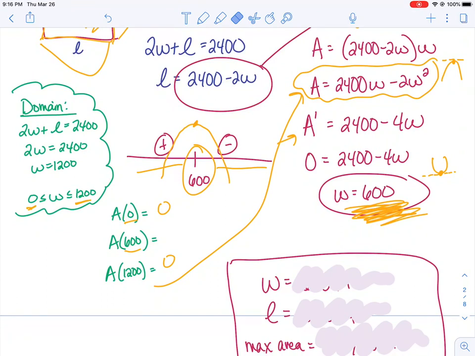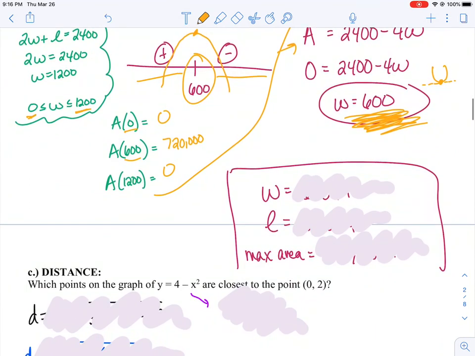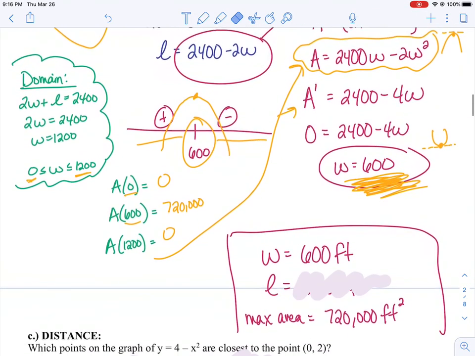When I plug in 600 though, I ended up getting an area of 720,000 square feet. That's a pretty darn big area. And so if that's what I'm looking for, then I know that the width has to be 600. I know that the area then is going to be 720,000 square feet, which is the maximum area possible.